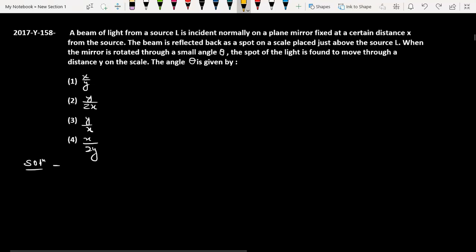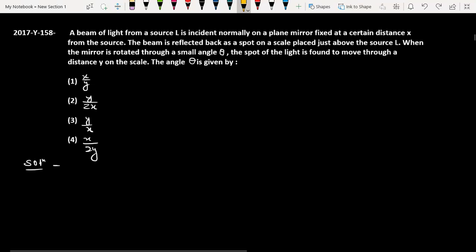This question is from NEET 2017 paper code Y, question number 158. Question is, a beam of light from a source L is incident normally on a plane mirror fixed at a certain distance x from the source. The beam is reflected back as a spot on the scale placed just above the source.